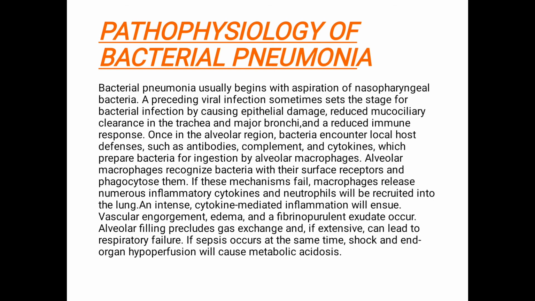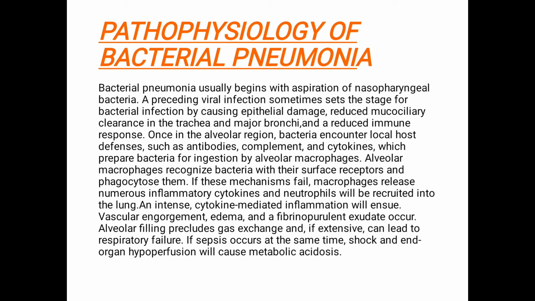So once in the alveolar region, bacteria encounter local host defenses such as antibodies, complement, and cytokines, which prepare the bacteria for ingestion by alveolar macrophages. So once the bacteria enter the alveolar region, our alveoli have our primary defense cells such as macrophages. As a result of the bacterial infection, antibodies, complements, and cytokines are prepared by the alveolar macrophages for the destruction of the bacteria. Alveolar macrophages recognize the bacteria with their surface receptors and phagocytose them.